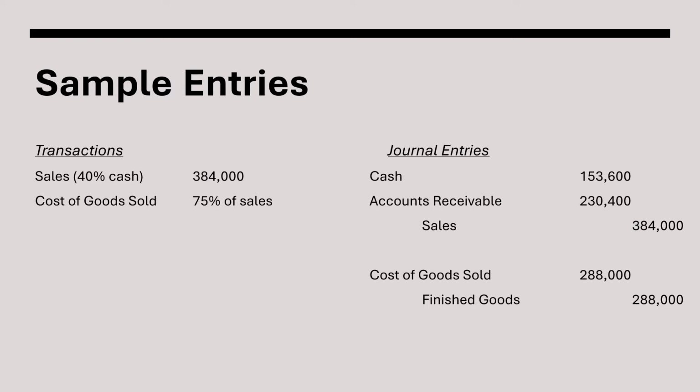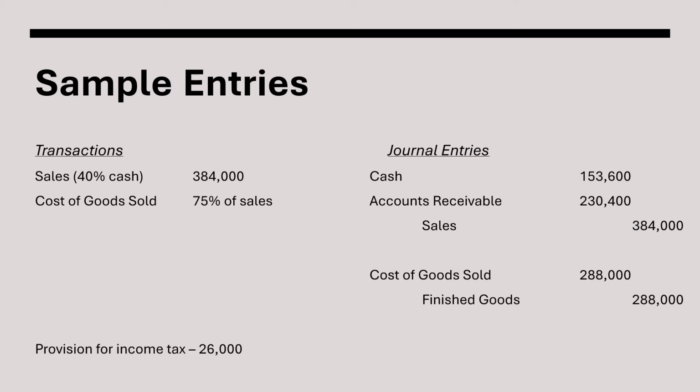And for your cost of goods sold, you recognize that by debiting your cost of goods sold, which is 288,000, and you credit finished goods, which is 288,000. In effect, you are deducting your finished goods inventory because you have already sold that. Okay, so it's just a movement, and at the same time, you're giving a valuation to your respective inventories.